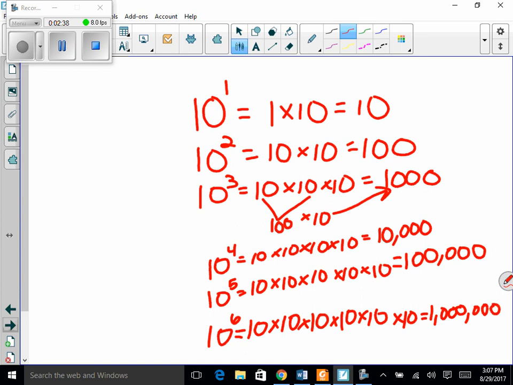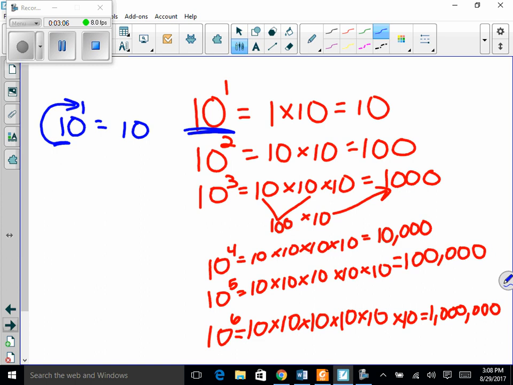Now, a couple things to notice about this is really cool. A really cool way to think about this is all you have to do is look at the 10 over here. And if I have 10 to the first power, all I have to do is say I have a 1. And then how many zeros are after it? It'll tell me there's 1 zero after it. So 10 to the 1 equals 10.